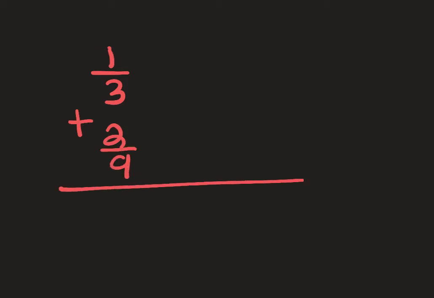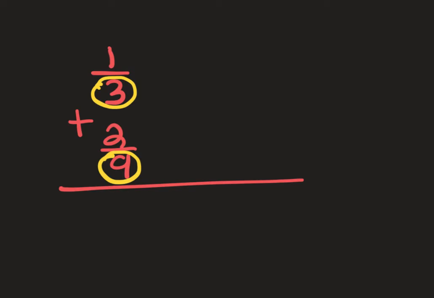When you are adding and subtracting fractions, you must first look at your denominators. So if you have 1/3 plus 2/9, the first thing you must do is look at your denominators. I like to circle them. So circle your denominators. I have a 3 and I have a 9. When you're looking at your denominators, you have to decide which one is larger. The larger denominator is 9.